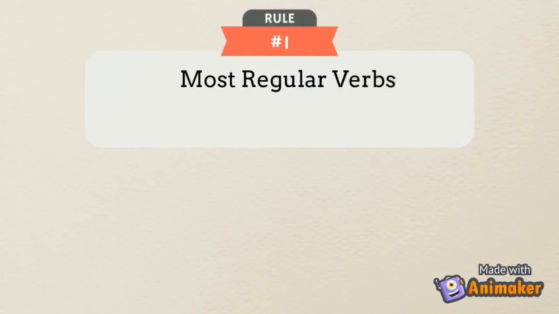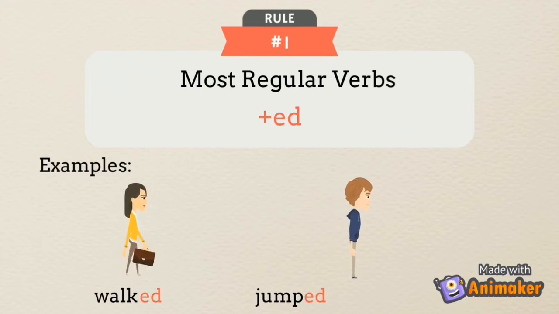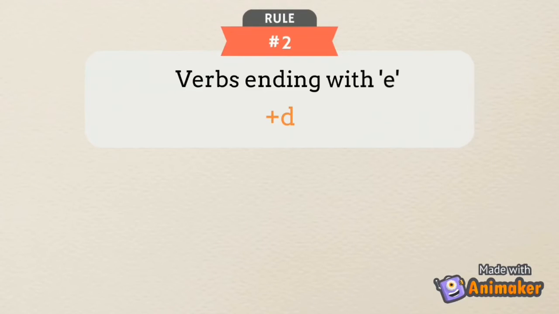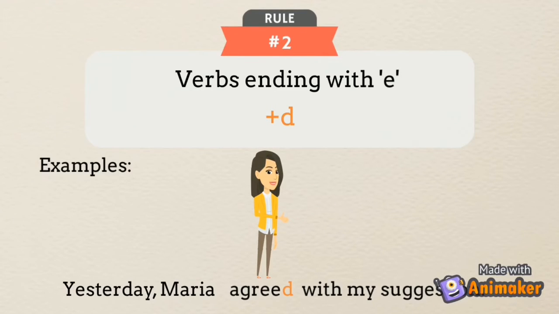Rule number 1. For most regular verbs, we add ed at the end of the verb. For example, walk becomes walked, jump becomes jumped, and laugh becomes laughed. Next, if a verb ends in e, we just add d. For example, agree becomes agreed. Yesterday, Maria agreed with my suggestion.